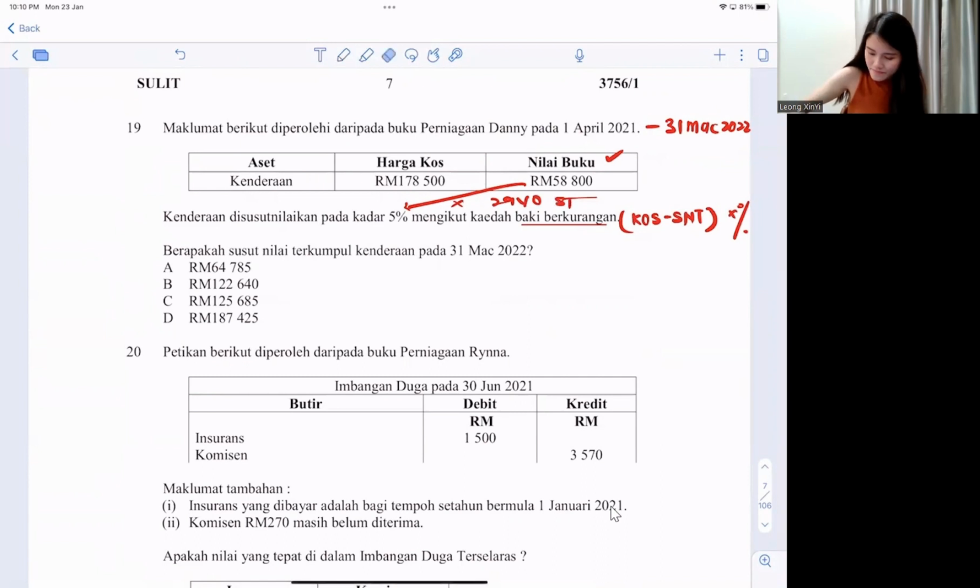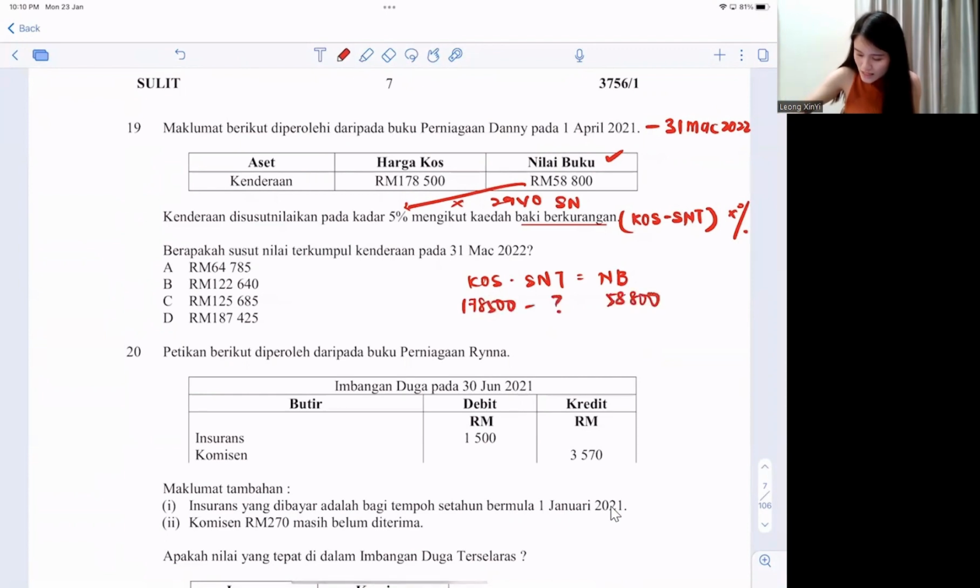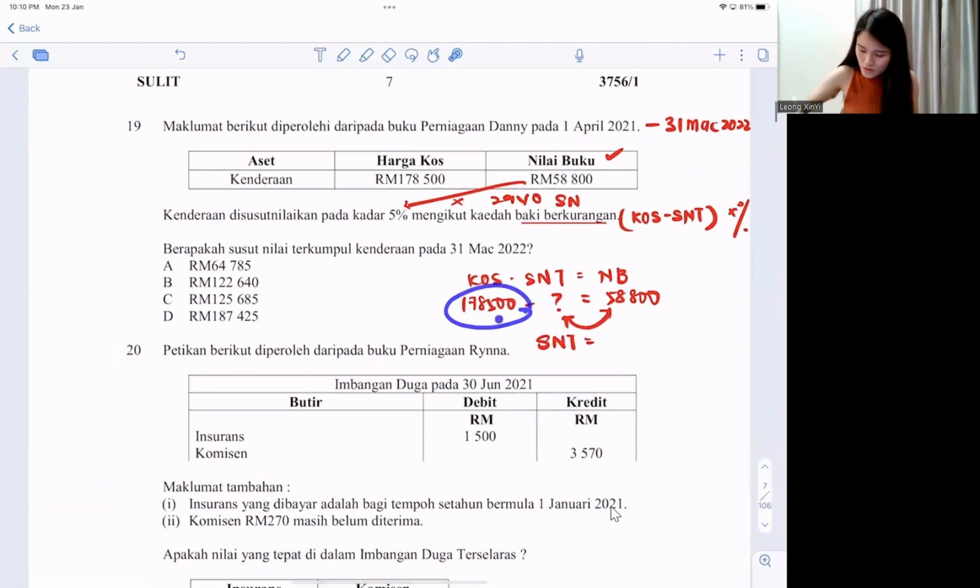SN. And how am I supposed to know what the previous S&T is? That's so easy because cost minus S&T equals nilai buku, right? You see, they gave you the cost, 178,500. Nilai buku is 58,800. S&T unknown. So now what? Just swap between these two. Your S&T is equal to 178,500 minus 58,800.